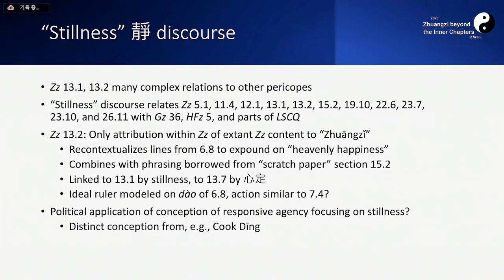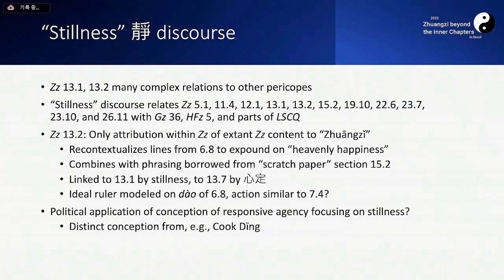So the references to the virtue of emperor kings and reigning over the world in 13.1 and 13.2 are obviously intended to position these texts as having a political dimension. And presumably the reuse and the reinterpretation of the quotation borrowed from section 6.8 is intended to imply that the ideal ruler's relation to the world should be modeled on that of the Tao as described back in 6.8. And I think that conception of the ruler in some respects also complements what we see in section 7.4.